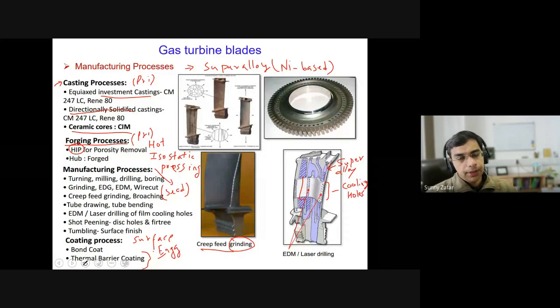So the scope going forward will be a detailed discussion on the casting process specifically for gas turbine, then the HIP process, then an overview of some machining processes, then this creep feed grinding process, and lastly we'll discuss coating. So that is what we are now going to discuss going forward.